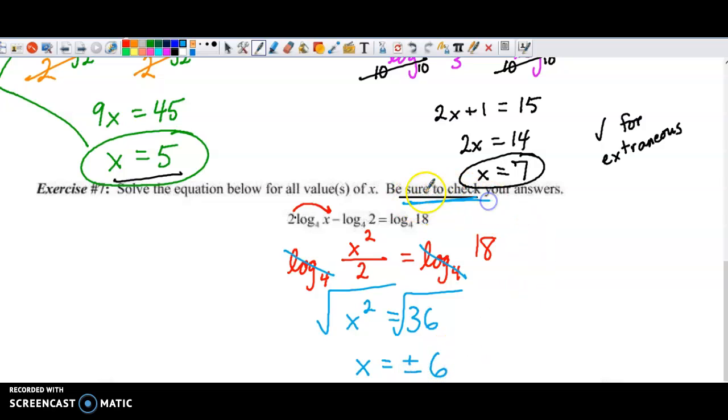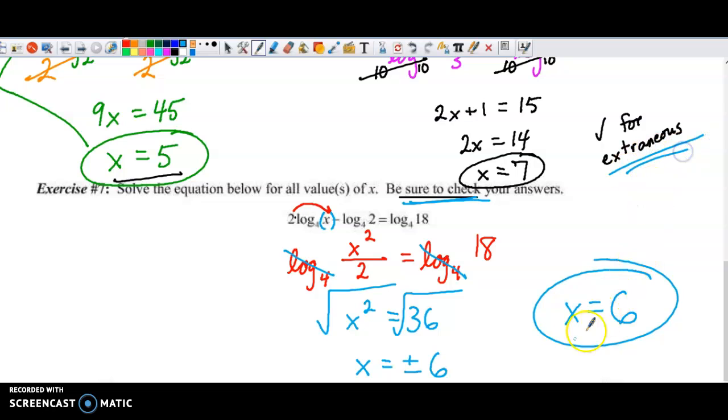But we're checking our answer. Can x really be negative 6? Well, we'd be logging a negative, and that's a domain error. So no, it can't be negative 6. It can only be positive 6. And again, check your answer. And that should be good. And you should be ready for the homework.